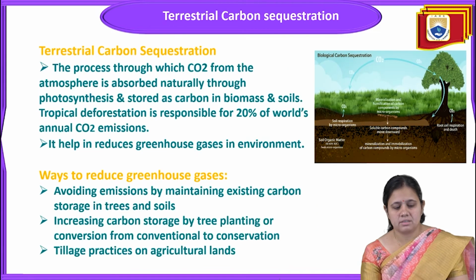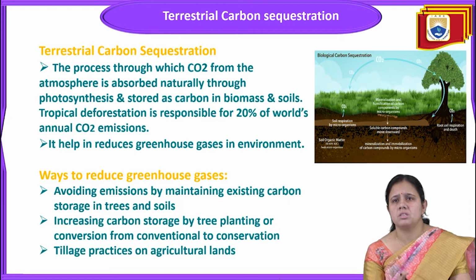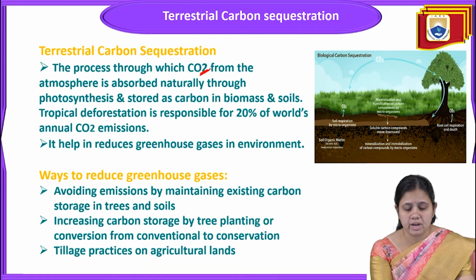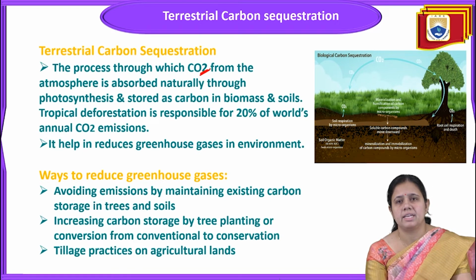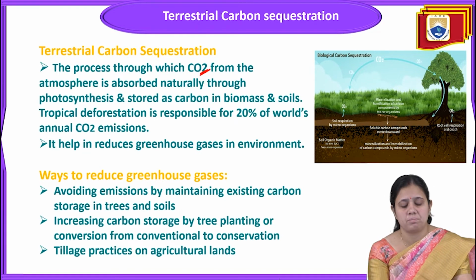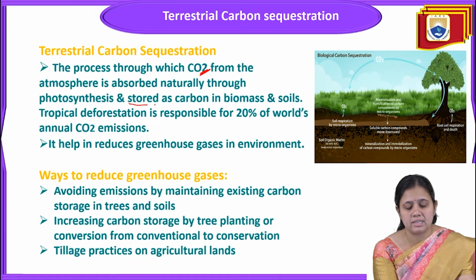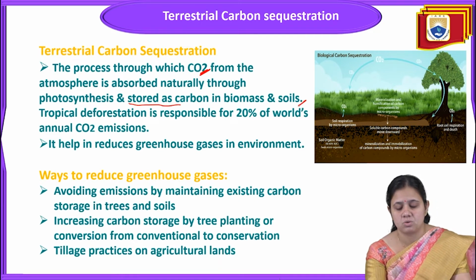Next, how is terrestrial carbon sequestration done? This process involves the storage of carbon dioxide from the atmosphere. It is absorbed naturally through the process of photosynthesis and stored as carbon in biomass and soil. This is the natural process of absorbing carbon dioxide into the biomass or sometimes the soil.